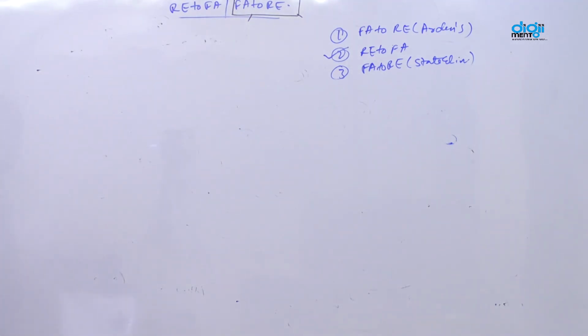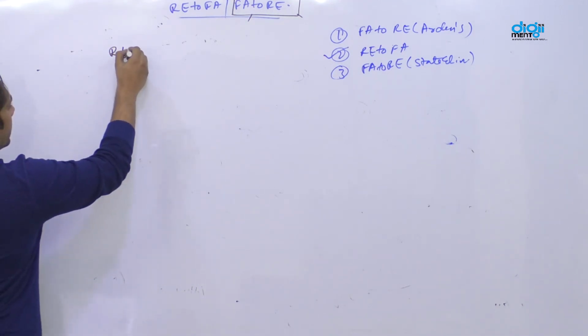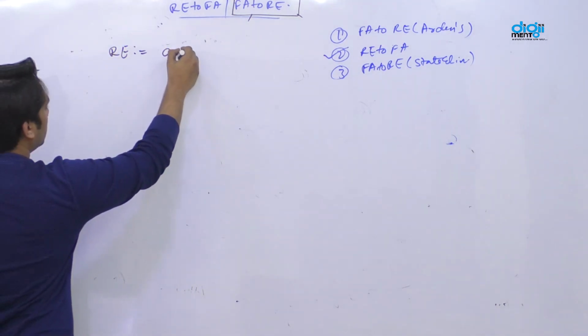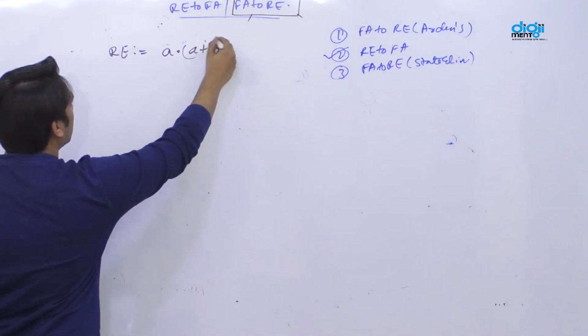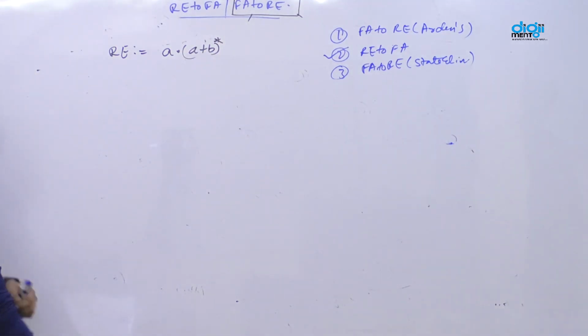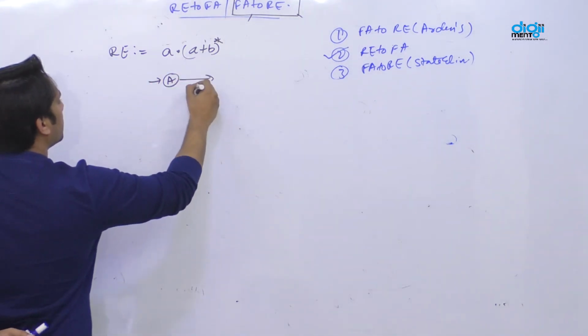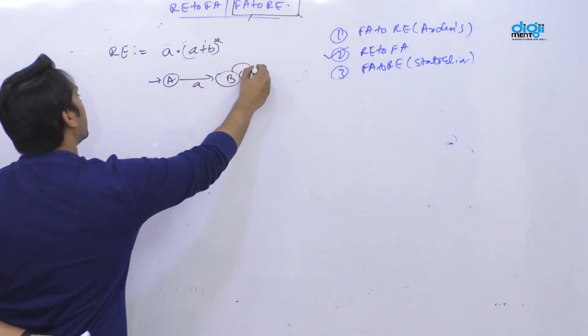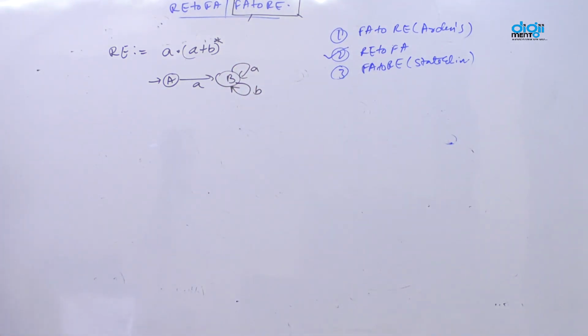Good. Now, if I have the regular expression as A dot (A plus B) whole star, that means we have initial state A. I give a symbol A, I go to the state B, and there I can give A as well as B. So this is going to be A dot (A plus B) whole star.